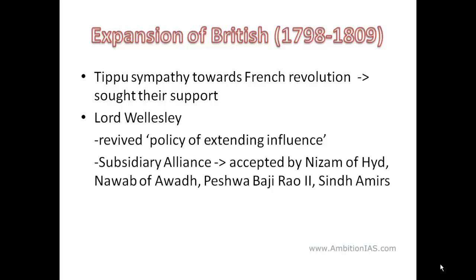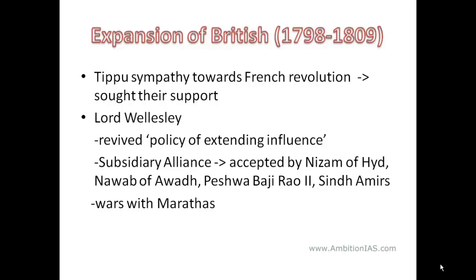He was the architect of the subsidiary alliance, which was eventually accepted by many Indian rulers, where the Nizam of Hyderabad accepted it initially. He was followed by the Nawab of Oudh, then Peshwa Bajirao too, and the Amirs of Sindh eventually accepted the subsidiary alliance. Subsidiary alliance is a peculiar alliance system wherein a British resident is posted at the kingdom or the court of the prince who accepts it. Along with that, there is a British force which is stationed within the territory of the king who accepts it, and this British force has the responsibility of protecting the kingdom from external aggression.